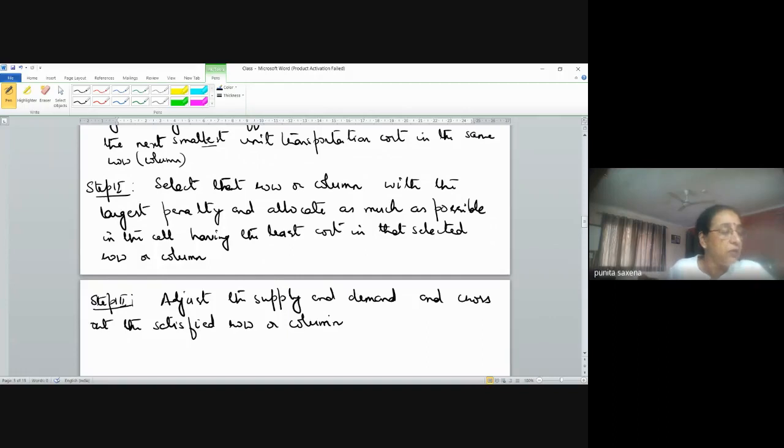Okay, so any row or column with zero supply or demand should not be considered in computing future penalties, right? So basically the purpose is that once any row or column is satisfied, we will not consider that at all. The costs in that row or that column, we are not going to consider them. But in the next repetition, we have to again compute the penalties, again look for the maximum penalty, make the allocations, and so on and so forth.